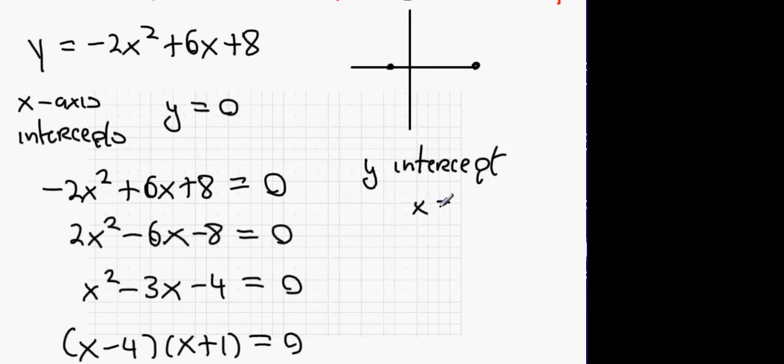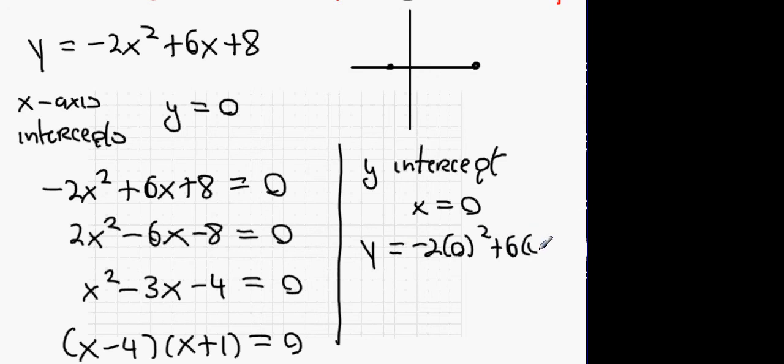Y-intercept is x equals 0. Replace all x's with zeros. Y equals minus 2 times 0 squared plus 6 times 0 plus 8. Y therefore is 8. It has to be above the x-axis because it's an n-shaped curve.